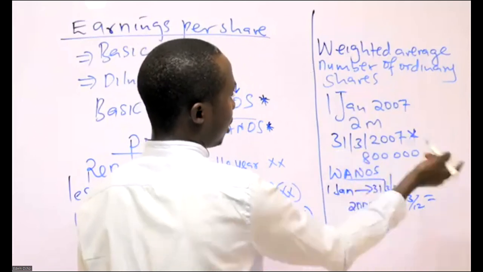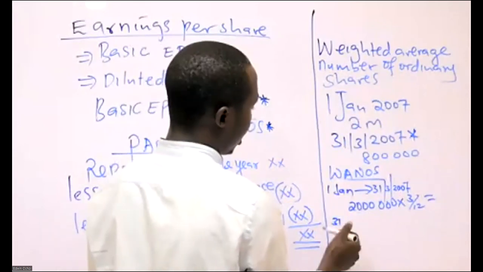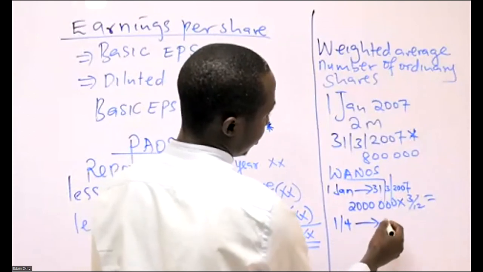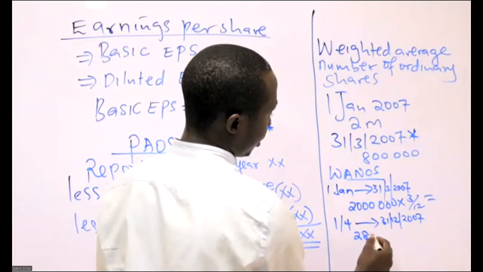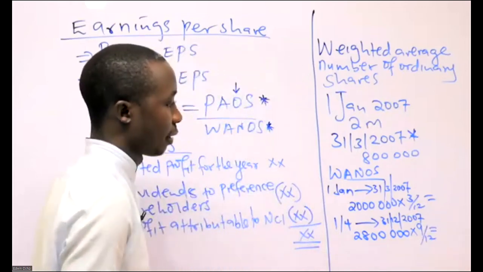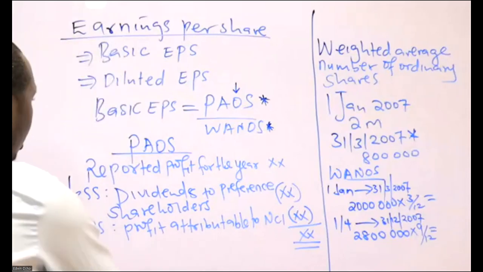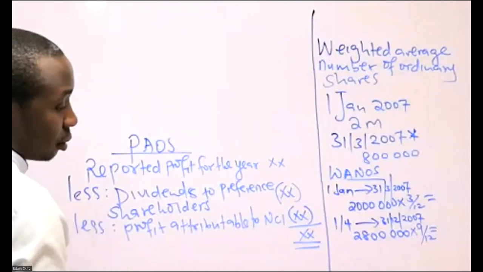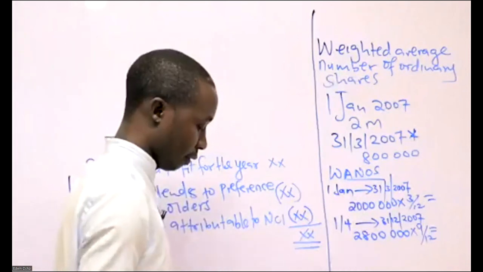Now, from March to the end of the year, the total amount was 2 million plus 0.8. That will be from 31st March, meaning 1st April, to the end of the year, 31st December 2007. So that is 2.8 times 9 over 12. The first one is 3 over 12 times 2 million. By use of your calculator, what do you have for the first one? It's like a quarter of 2 million, that is 500,000.